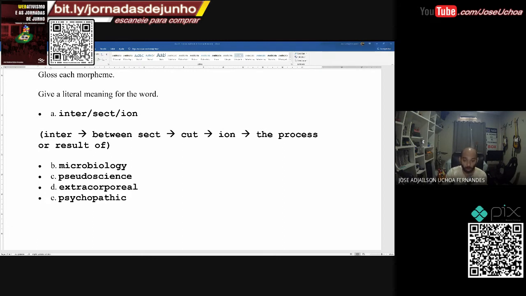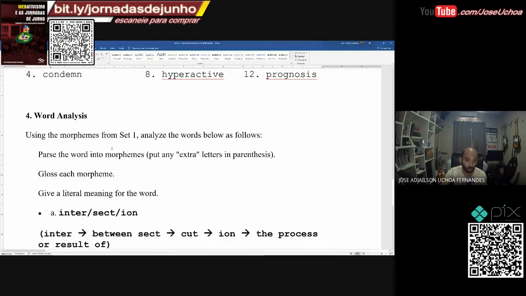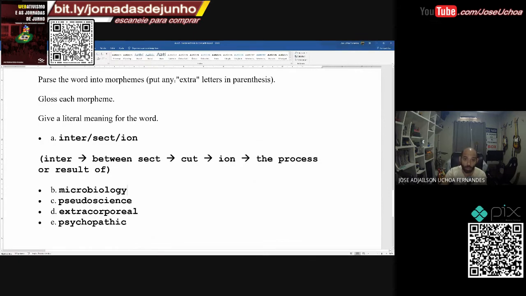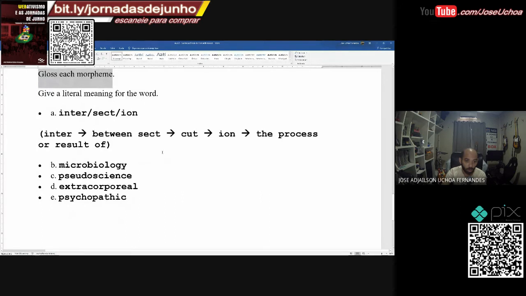Well, let's go to this last exercise, number 4. You are going to see the morphemes that you know. You are going to parse the word into morphemes or morphs. Any extra letters, I mean the fillers, we are going to put in parentheses. And you are going to give a literal meaning for each morpheme so that we can find a literal meaning for the word. For example, intersection.